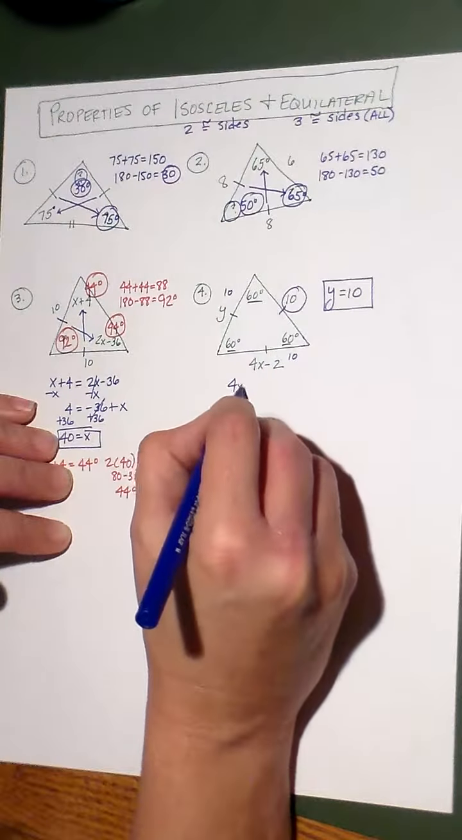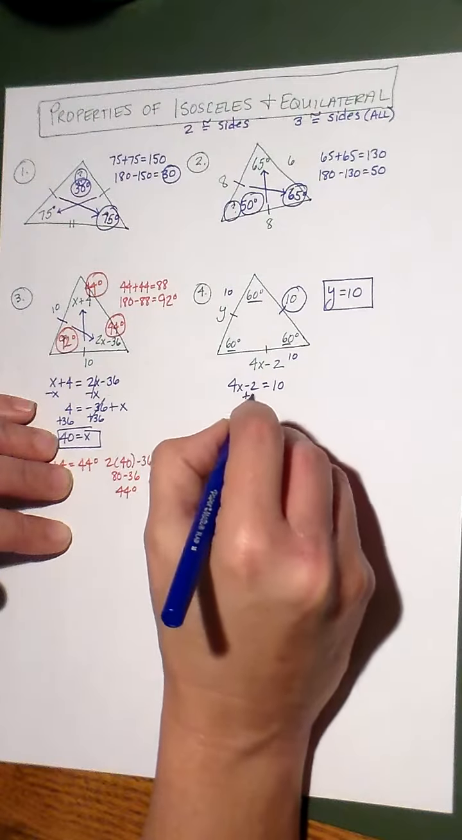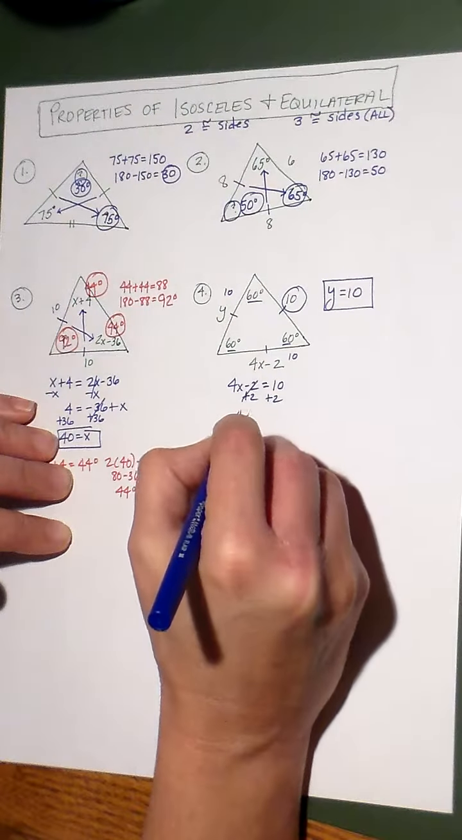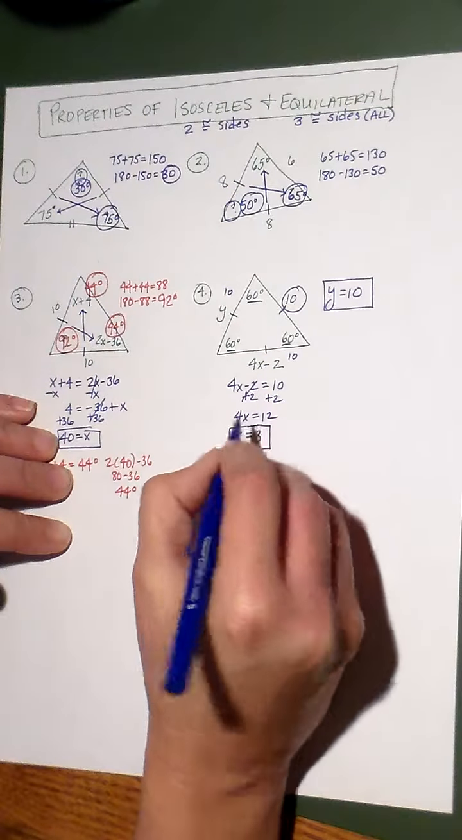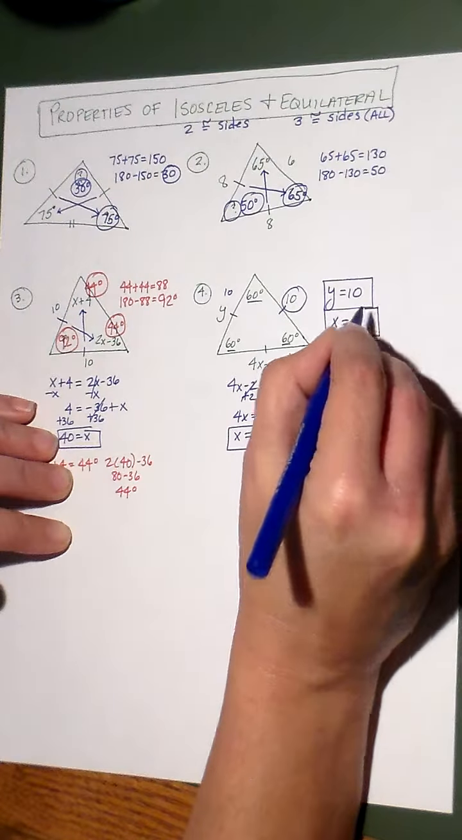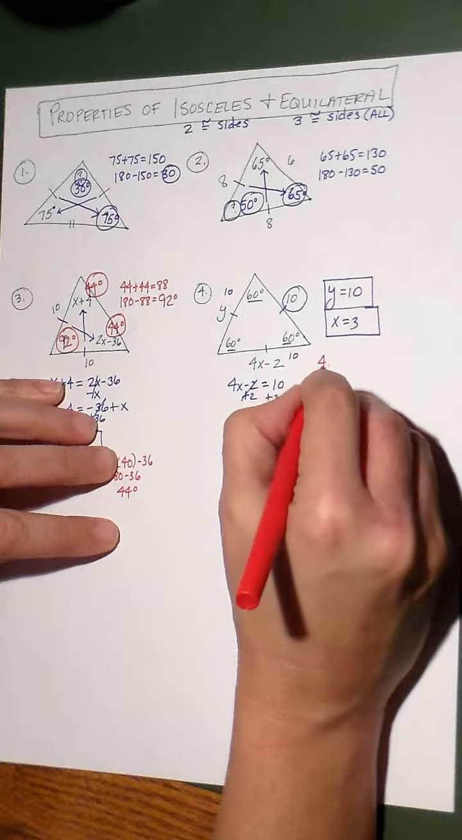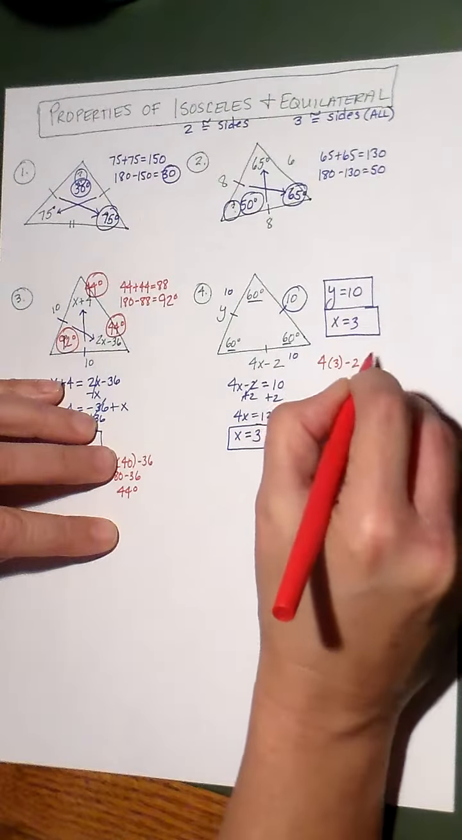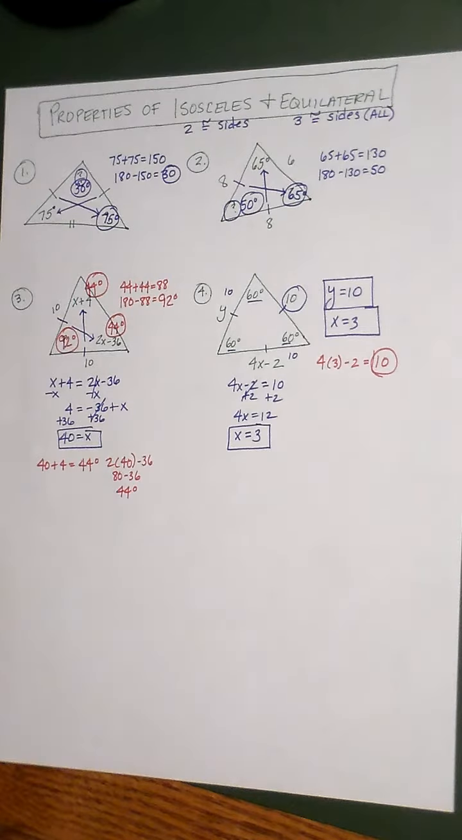Well, we know that 4x minus 2 has to equal 10. So I'm going to add 2 to both sides. So 4x equals 12. So x equals 3. And if you want to make sure you get it right, take the 3 and plug it back in. 4 times 3 minus 2 is 12 minus 2, which is in fact 10. And that's what you're looking for. So that's how you use equilateral and isosceles properties.